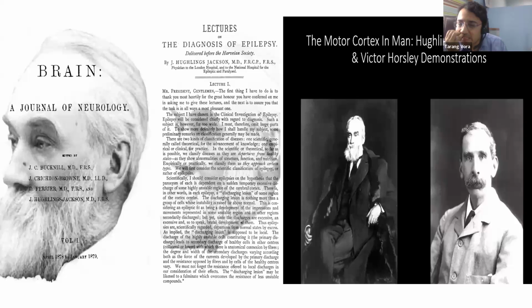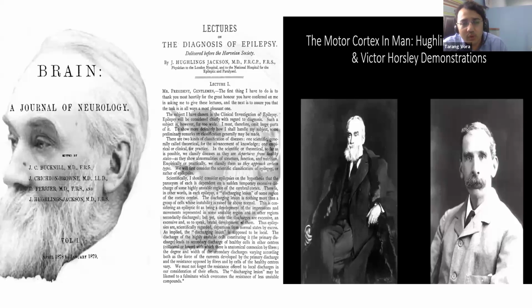But in reality, it starts somewhere in the late 19th century with two people. One is Hughlings Jackson, and the second is Victor Horsley. Epilepsy surgery is always a teamwork. Nobody can do it alone, because the amount of information and decision making required for a safe epilepsy surgery requires the involvement of multiple members.